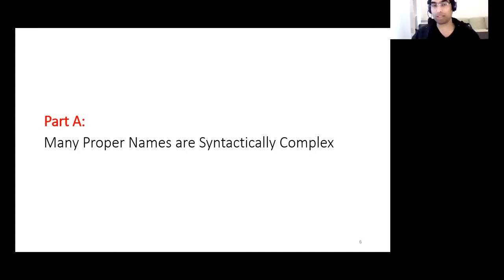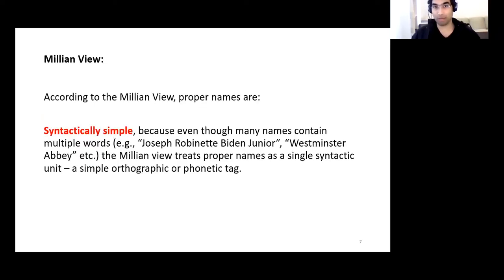I'm going to argue in this part that many proper names in English and other languages are syntactically complex. And my target here is the Millian view of names, according to which names are both syntactically simple as well as semantically simple. According to the Millian view, names are syntactically simple because even though many names contain multiple words, for example, the name of the present US President, Joseph Robinette Biden Jr., this view treats proper names as a single syntactic unit, a simple orthographic or phonetic tag, if you will.